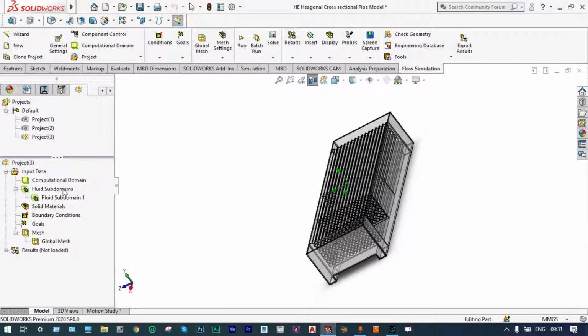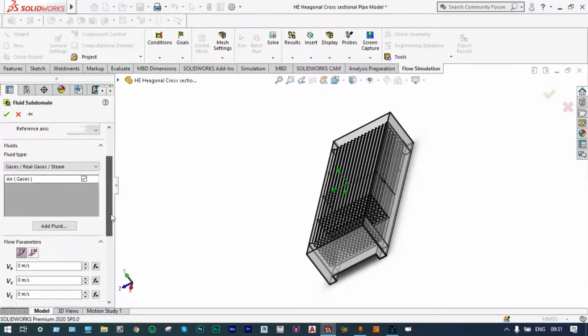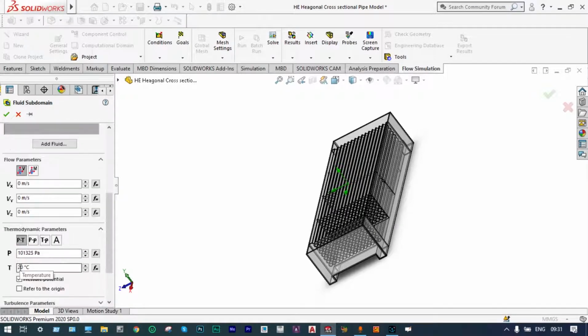Now insert fluid subdomain again, and in this case it will be heated air at 200 degrees centigrade. So we are planning to conduct a series of cross-flow heat exchanger analyses with the same input variables, and later on we can go for a comparative study on performance and analysis of all those cross-flow heat exchangers. So that's why we're keeping the input variables for all those heat exchangers the same.